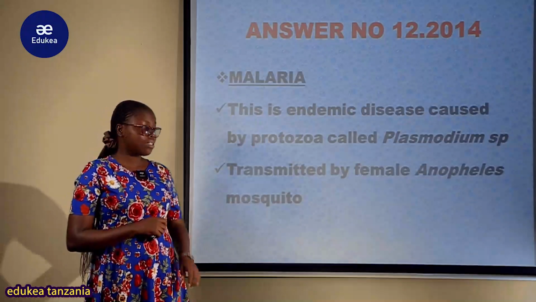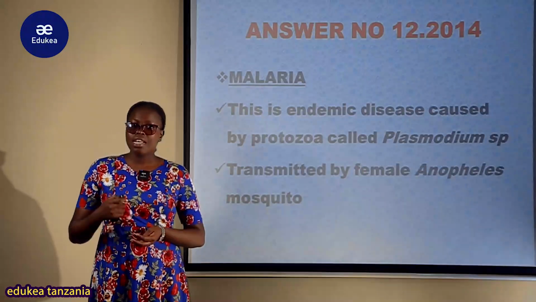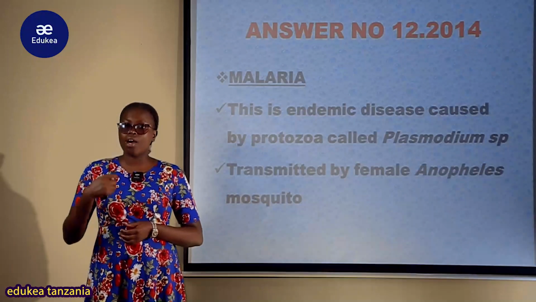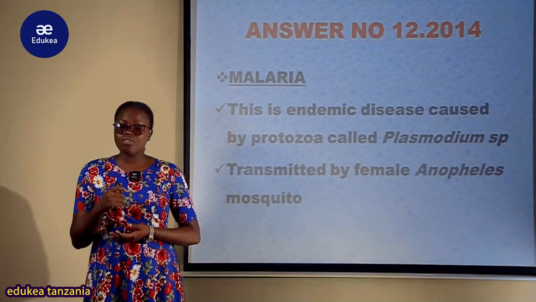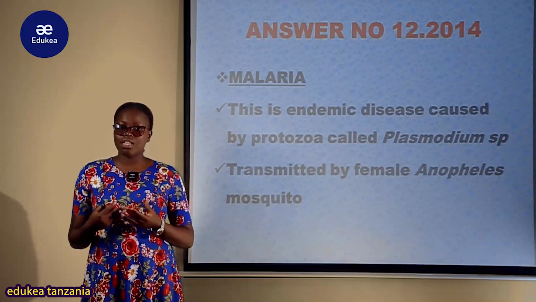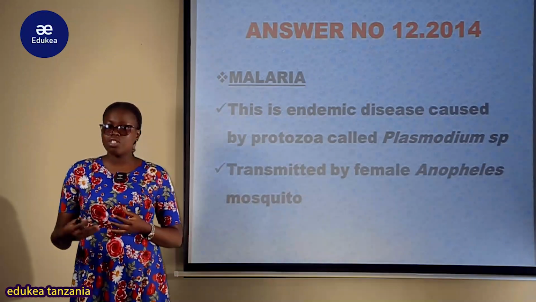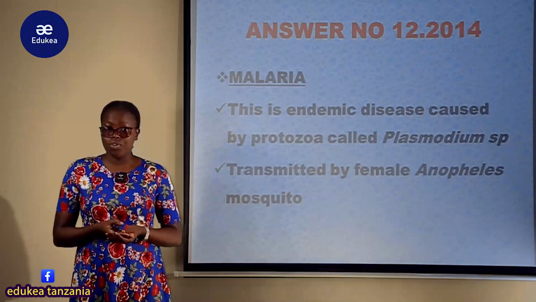So to start, malaria is an endemic disease. An endemic disease is a disease that tends to become widespread in a particular area and tends to occur constantly in a particular geographical area. This is one of the continuous diseases, meaning that once you treat it, it comes back again in an outbreak. So it tends to occur constantly in a certain geographical area.